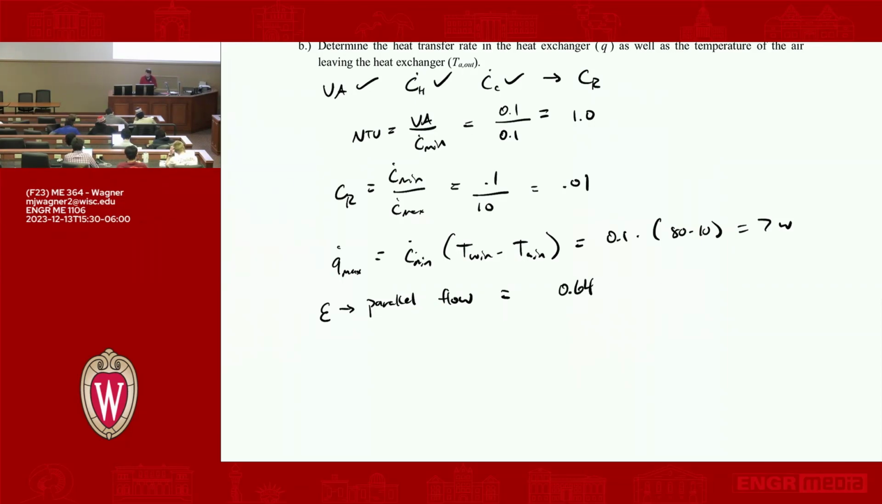This comes from effectiveness as a function of NTU and capacitance ratio. So that's where we're getting it. You just plug it into the equation. So we get 0.64.